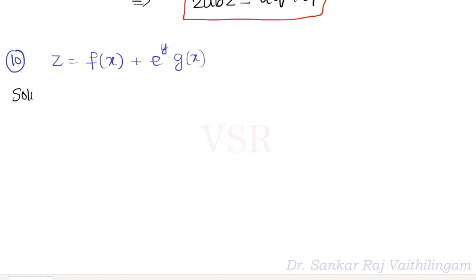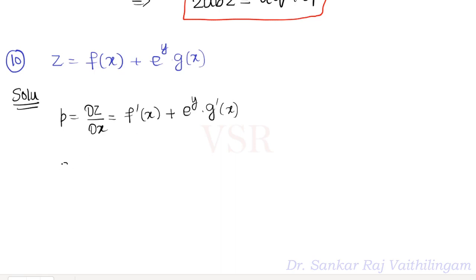Solution. Number 1, differentiate with respect to x. P, which is equal to dou z divided by dou x. X பொறுத்து differentiate பண்றேன். அப்ப என்ன கிடைக்கும்? F dash of x. Plus இந்த இடத்துல இது வந்து கான்ஸ்டன்ட். அப்போ e to the power y into g dash of x.